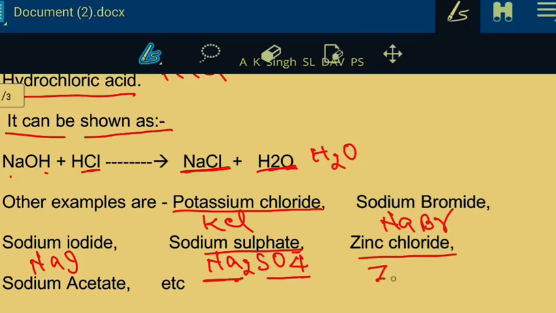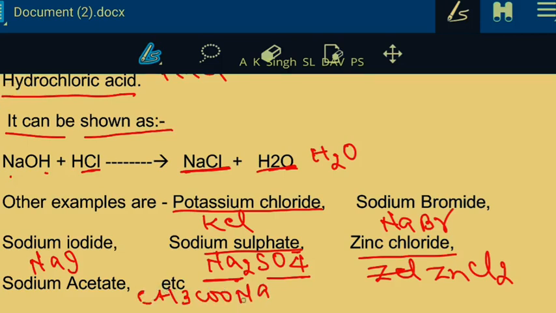Zinc chloride, ZnCl2. It is made up of zinc hydroxide and hydrochloric acid. Sodium acetate, CH3COONa. It is made up of acetic acid and sodium hydroxide. All these reactions you have read in neutralization reactions. So you have to see the examples of neutralization reactions. Perhaps all types of reactions are written in that topic.